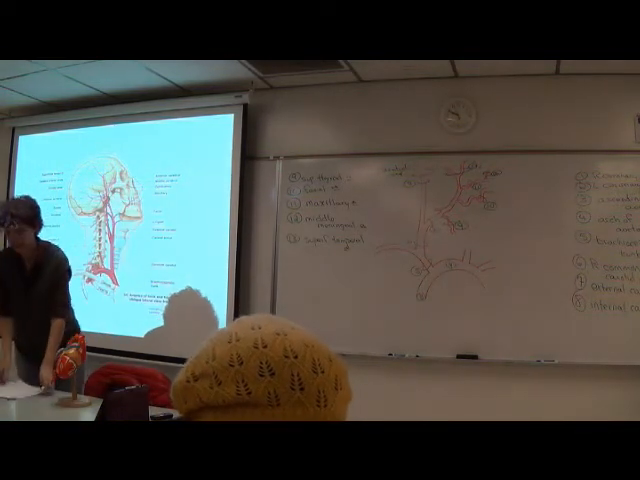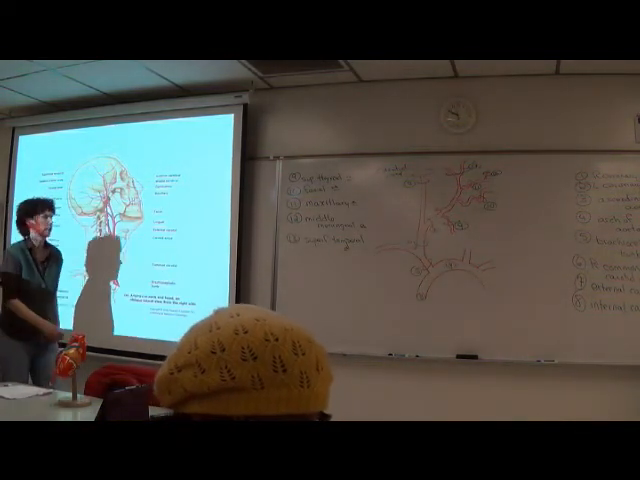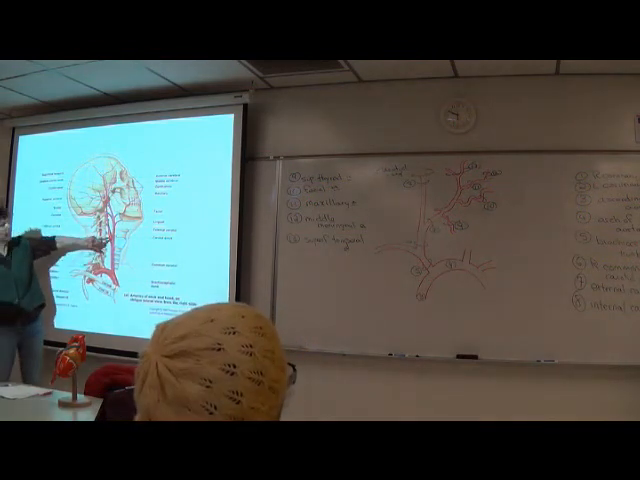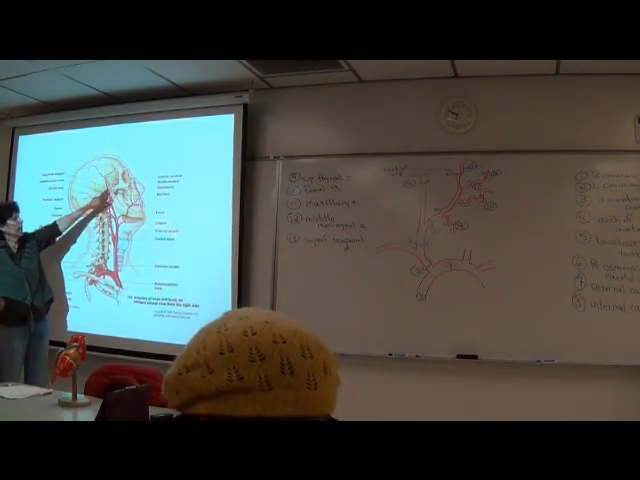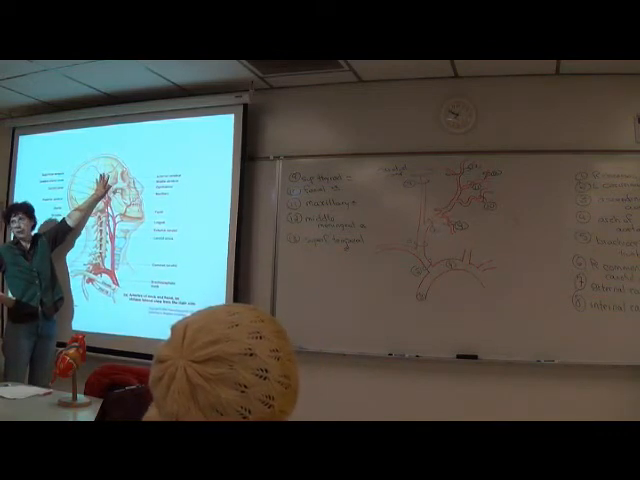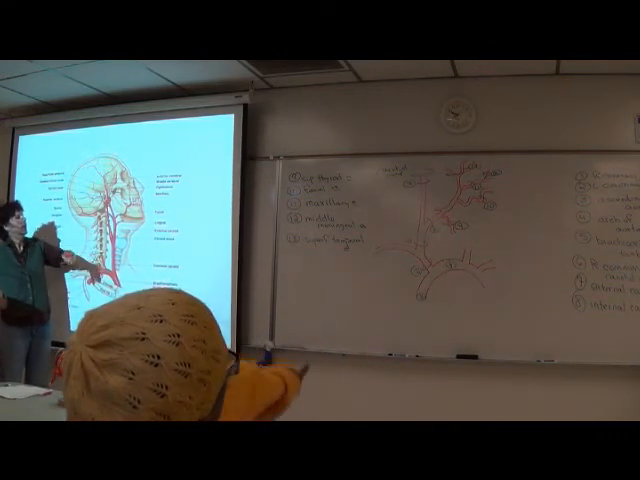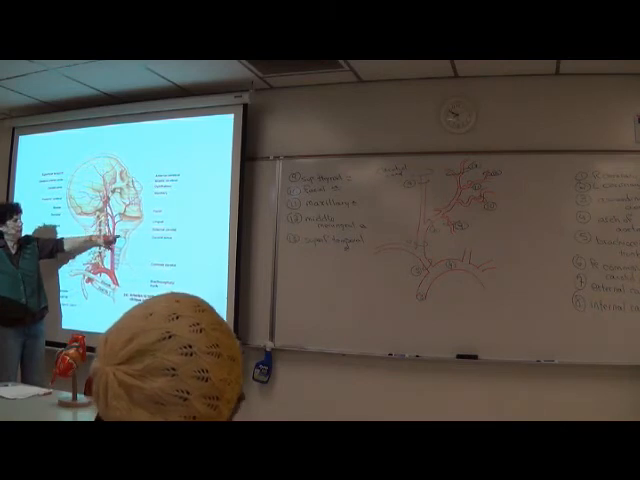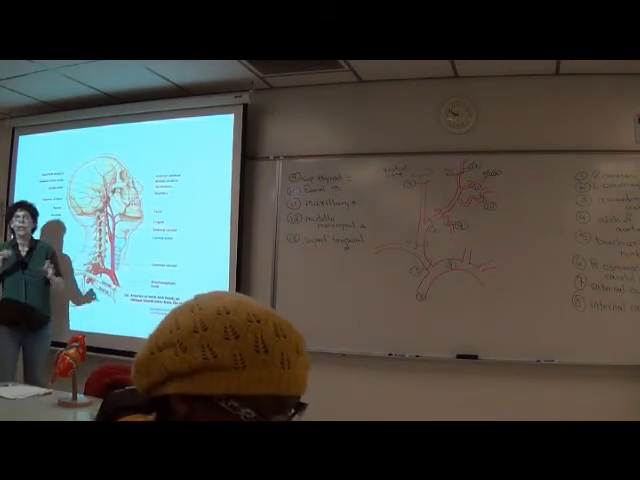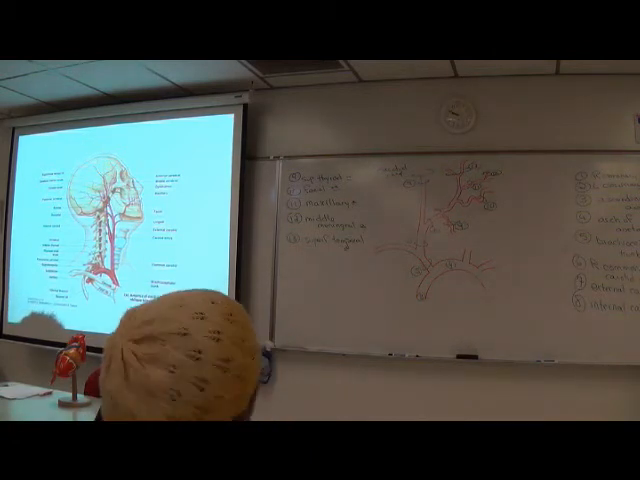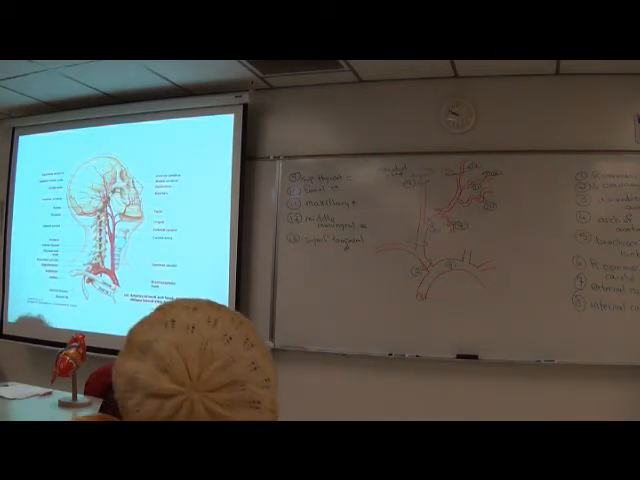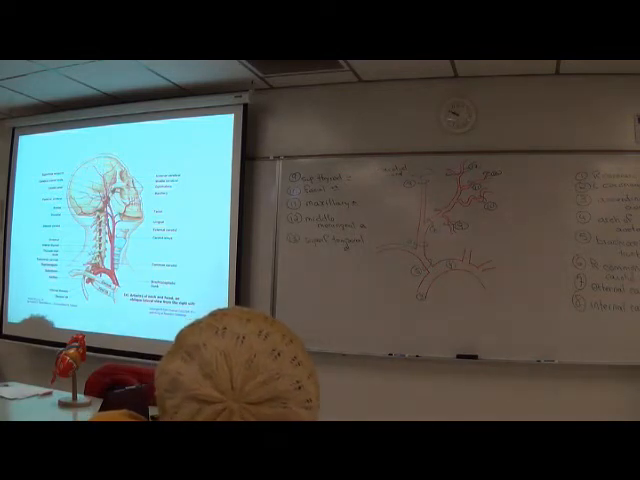Let's look at it on the diagram, and I'll show it to you on some models, right? So again, here is external. It's external all the way up here until it ends as superficial temporal. It gives off superior thyroid, which you can't see here. Facial, when we do pulse next week, I'm going to ask you to find your facial artery pulse. It forms a highly tortuous path across your face as it goes towards your nose.